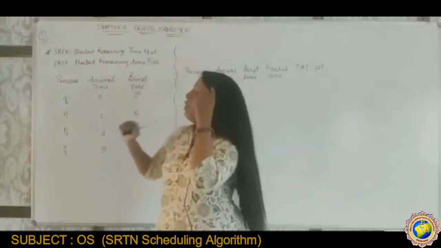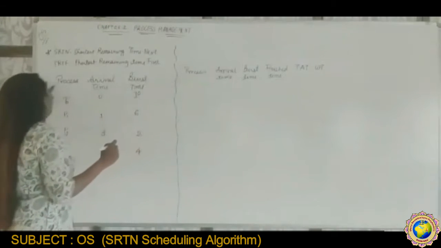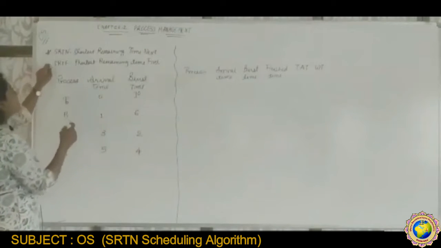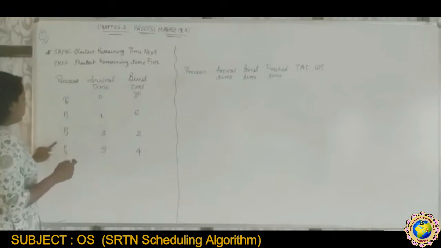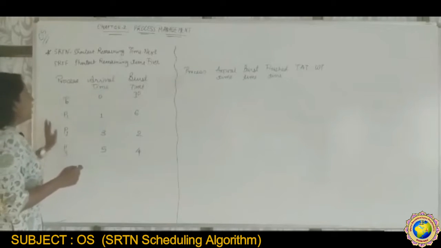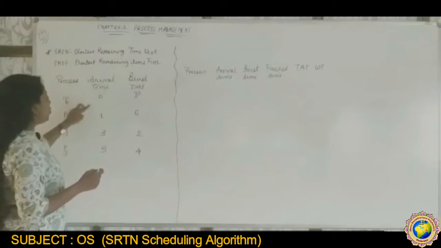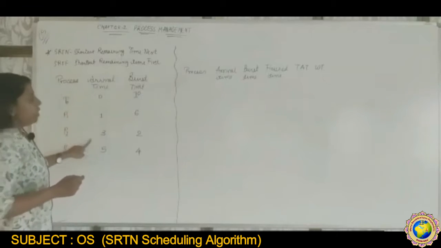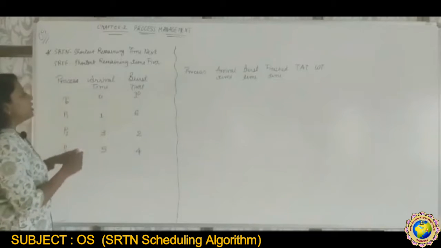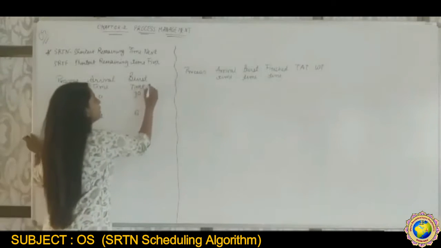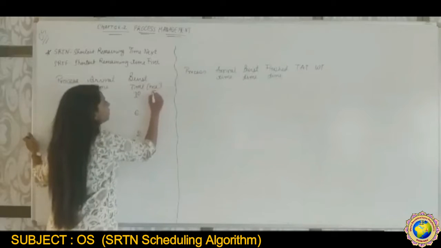Now we have to consider this example. So how to perform the SRTN? There are processes P0, P1, P2, P3, given with arrival times 0, 1, 3 and 5 respectively. Our burst times will be 10, 6, 2 and 4. All the units are measured in milliseconds, mind well.